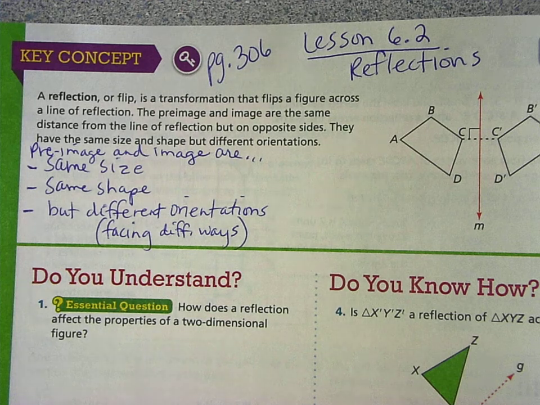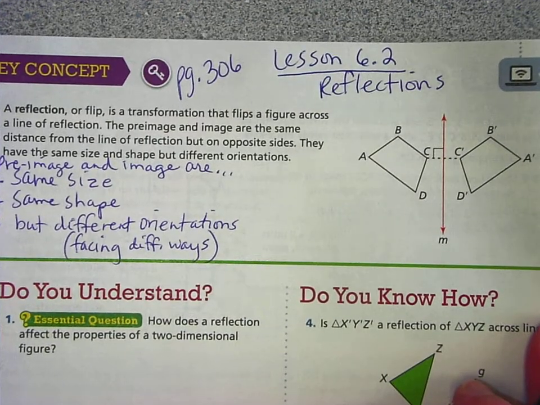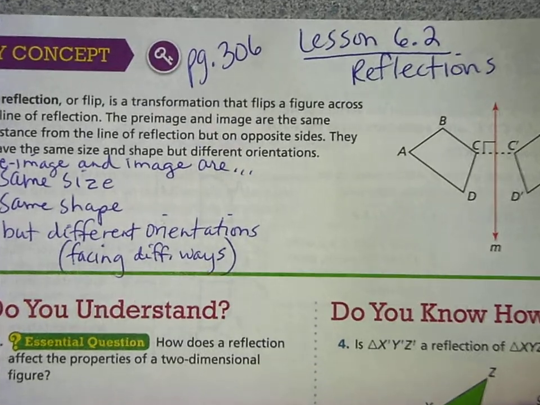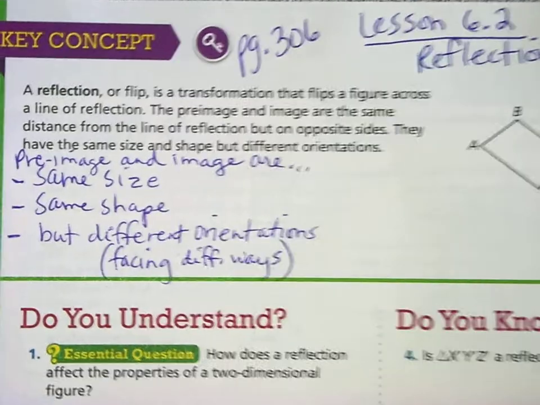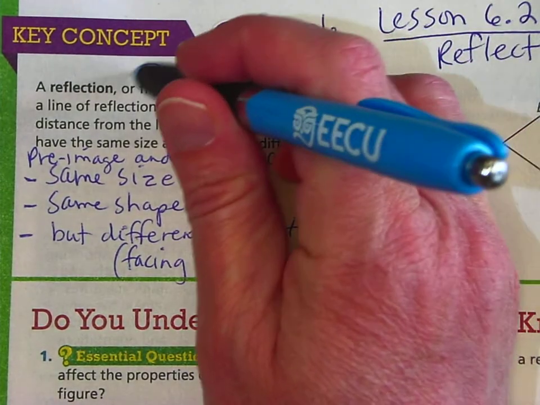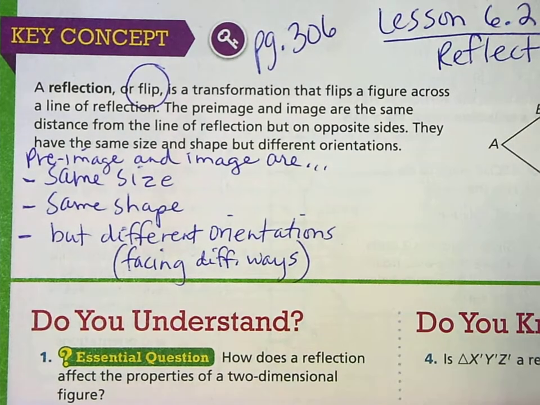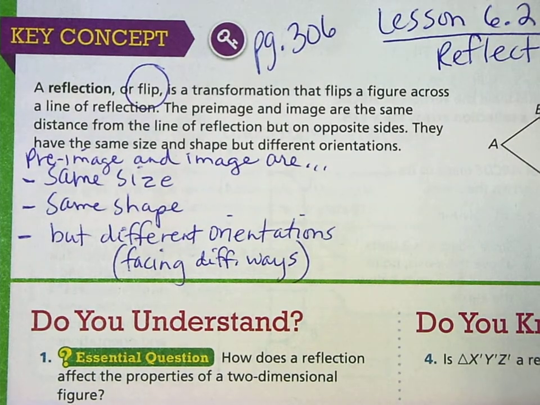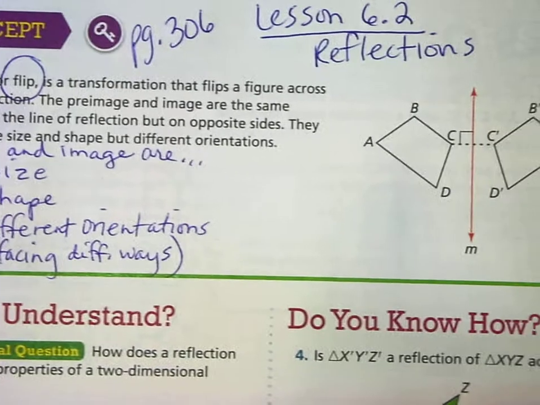Hi everyone, we're going to look at reflections today, another transformation called a reflection. We're at the top of page 306. A reflection is a flip, basically when you flip an object across a line of reflection. It looks kind of like this.